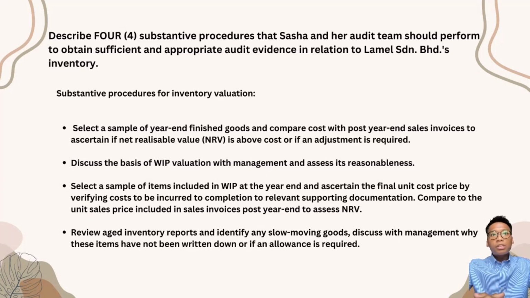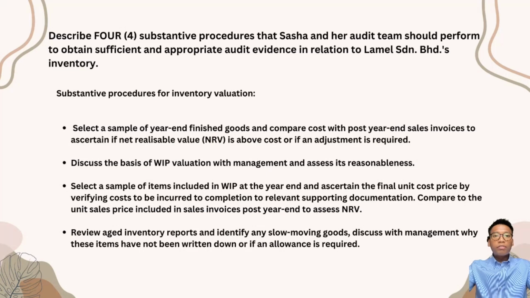So the substantive procedures for inventory evaluation are: First, select a sample of year-end finished goods and compare costs with post-year-end sales invoices to ascertain if net realizable value is above cost or if an adjustment is required. Second, discuss the basis of WIP evaluation with management and assess its reasonableness. The third is to select a sample of items included in WIP at the year end and ascertain the final unit cost price by verifying costs to be incurred to completion to relevant supporting documentation, compared to the unit sales price included in sales invoices post year end, to assess NRV.